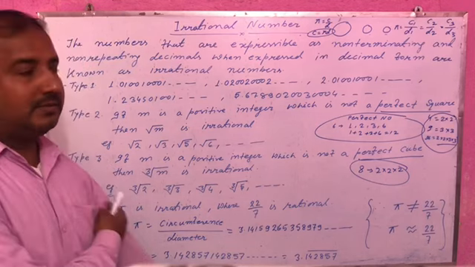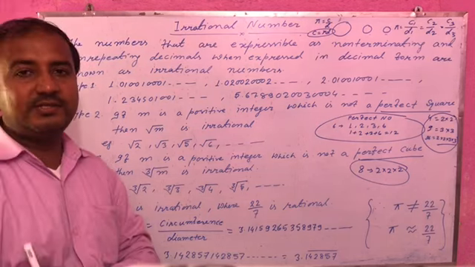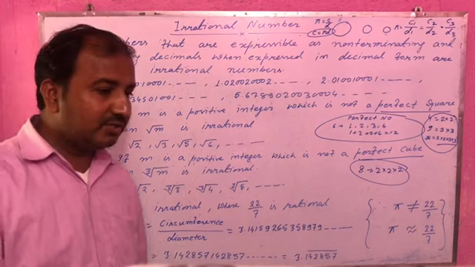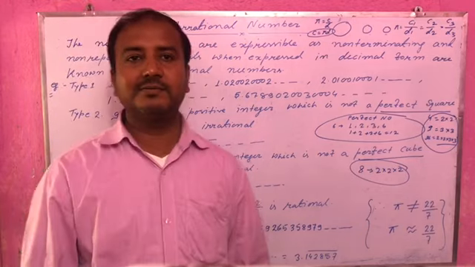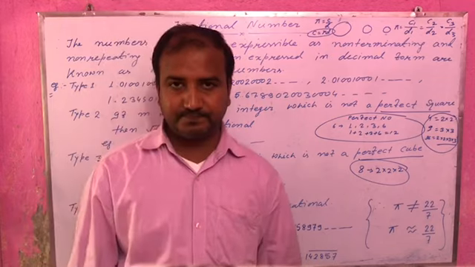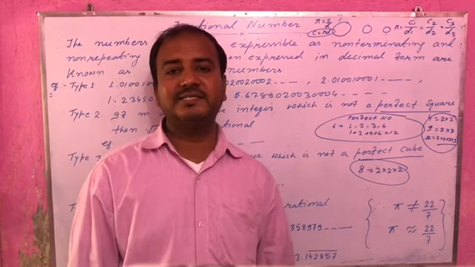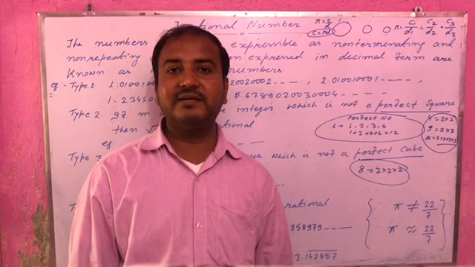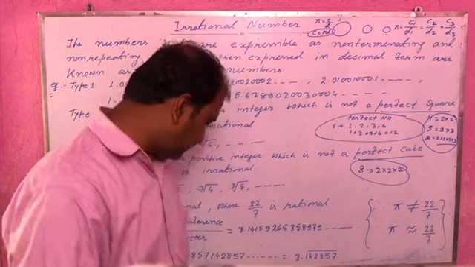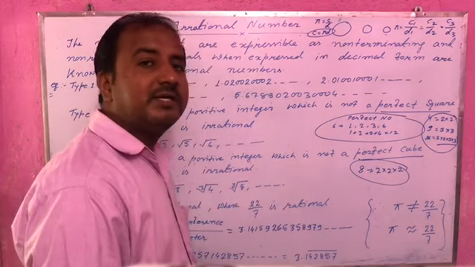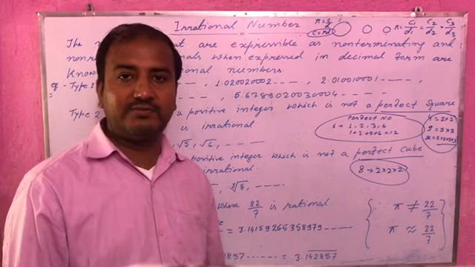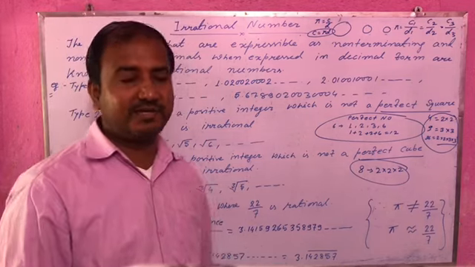Now we will discuss the fundamental properties of irrational numbers. Four fundamental operations we have: addition, subtraction, multiplication, division. In class 6 we learned about the fundamental operations for whole numbers. Here we will discuss the fundamental operations for irrational numbers. Okay.